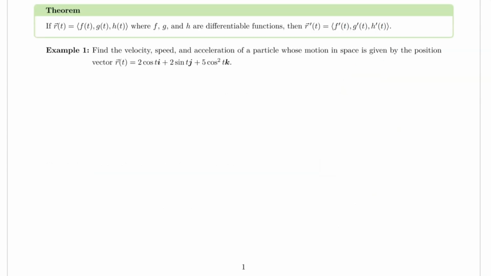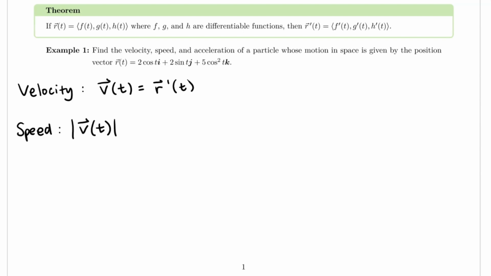So here's the theorem that I was just referencing. If r of t has the components that are differentiable functions f, g, and h, then r prime of t is equal to f prime of t, comma g prime of t, comma h prime of t. Example 1 says find the velocity, speed, and acceleration of a particle whose motion in space is given by the position vector r of t.